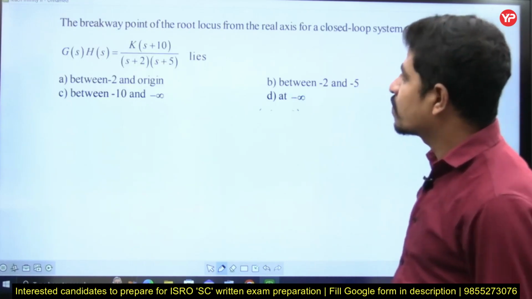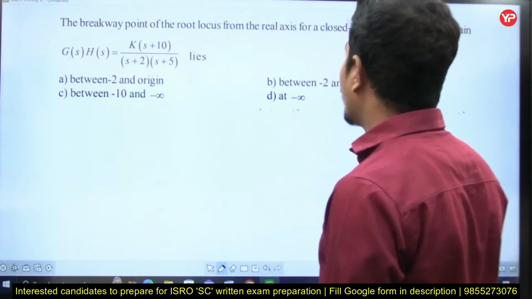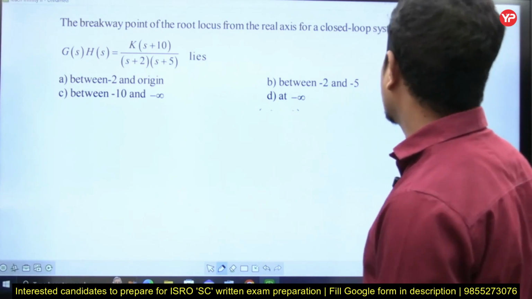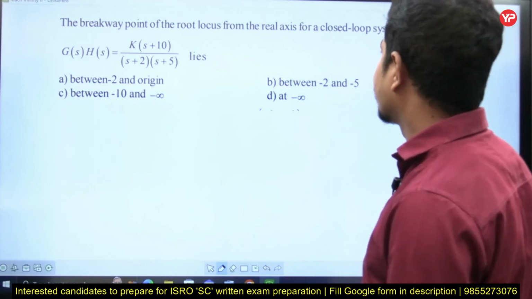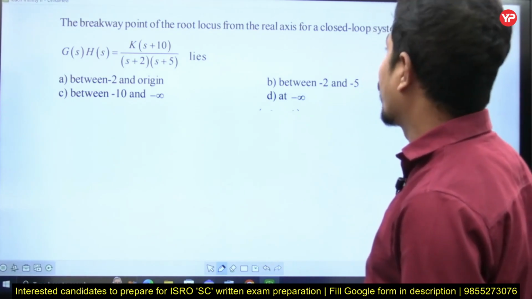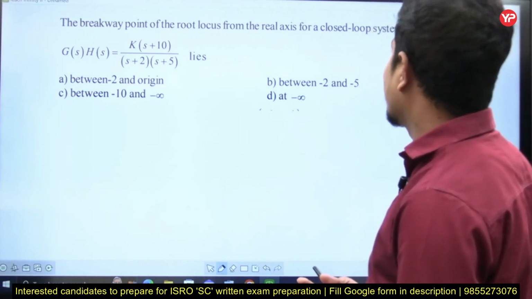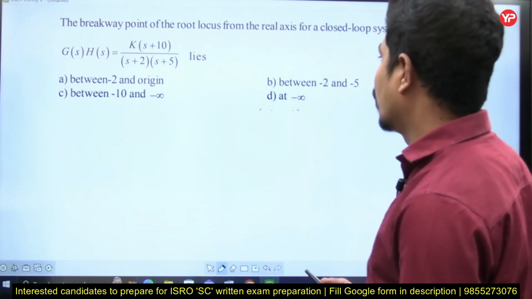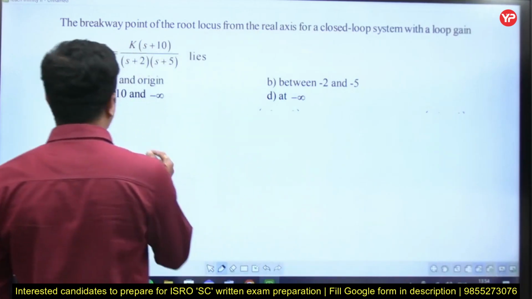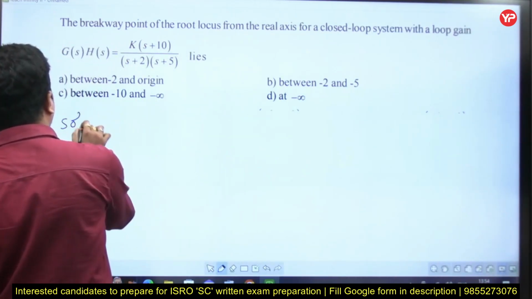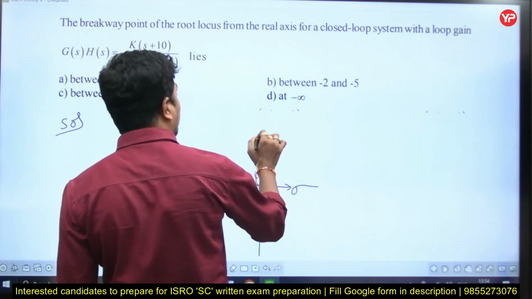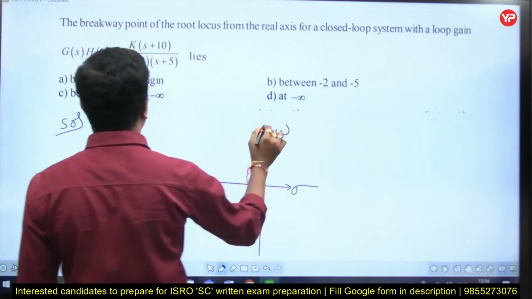This is from root locus. The breakaway point of the root locus from the real axis for a closed loop system with a loop gain G(s)H(s) is equal to, lies. So he is asking about the break point. We all know where the break point lies. For a break point to be valid, first of all it must lie on the root locus.